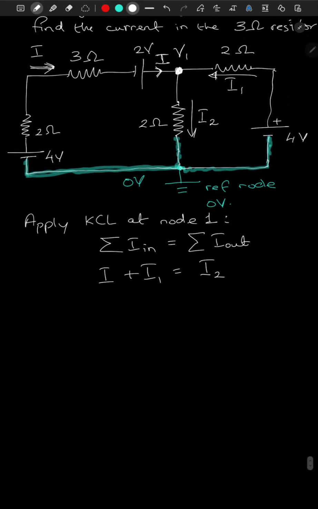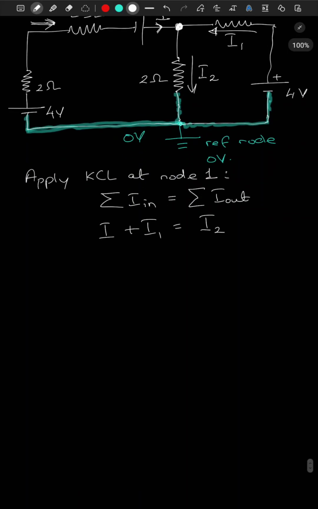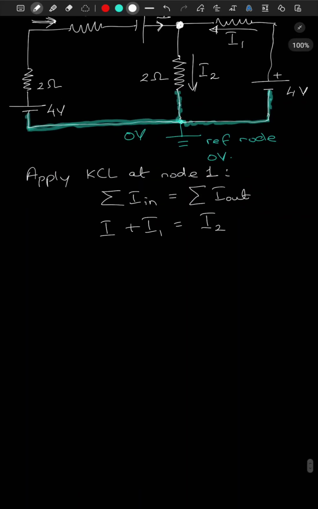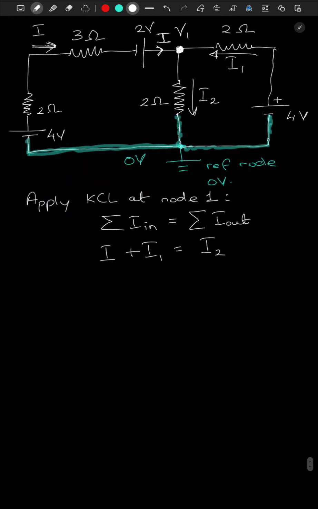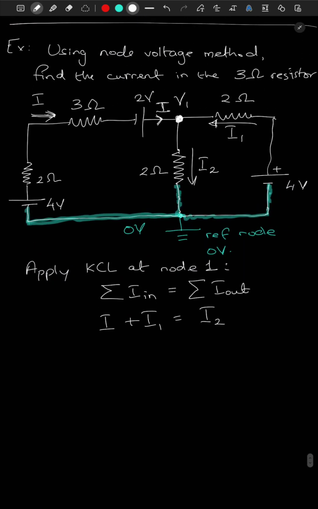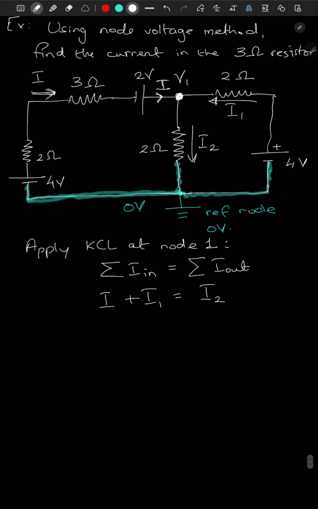So now you can convert I into Ohm's law in terms of V, the potential difference, and R. So the current I, you know it is flowing toward V1. So V1 must be lower potential. So the higher potential would be the 4 volt and the 2 volt.